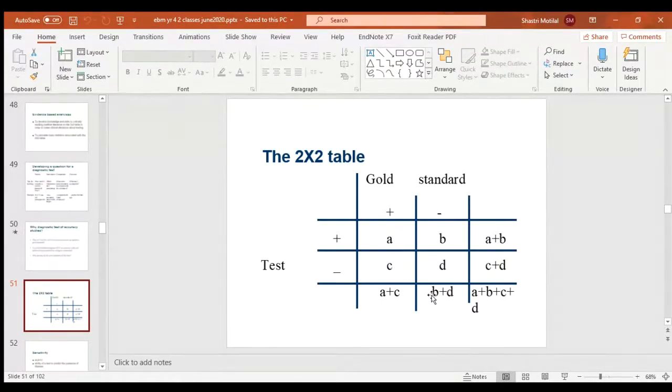Let me just say we were looking at that example where we're looking at D-dimers. D-dimers is the test. The gold standard is the Doppler ultrasound. And you did a diagnostic test accuracy study on a group of people with calf swelling and pain. A plus B would refer to all the people who had a positive D-dimers test, whereas A plus C would refer to all the people who had a positive Doppler ultrasound, which by the gold standard means the person really has the disease.